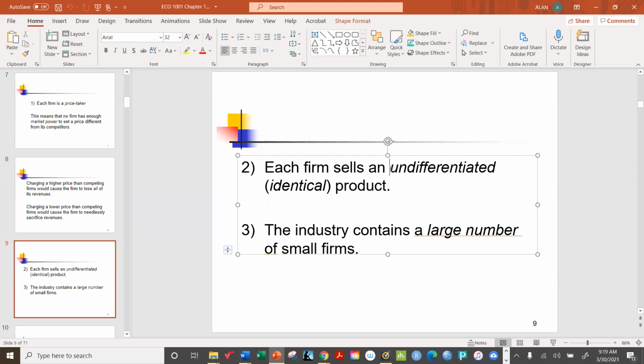Everybody sells the same product. Undifferentiated is a very fancy word for identical. And the industry contains a large number of firms, like in the case I just mentioned with the raspberry smoothies.